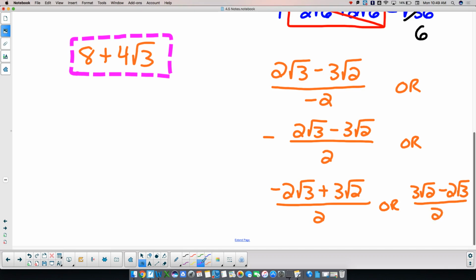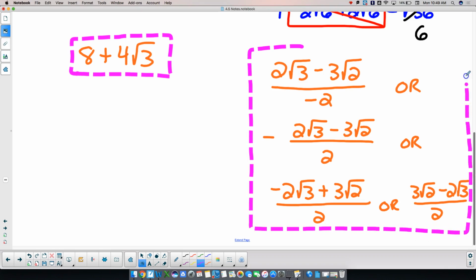In all three cases, I am not allowed to combine the top, the numerator, because they are not the same radicands. If I'm going to combine by addition or subtraction any radicals, they have to be the same radicands. The insides have to be the same. And then I just treat that like a variable, and then I can add or subtract the coefficients. Okay?